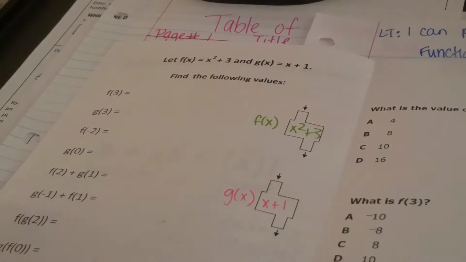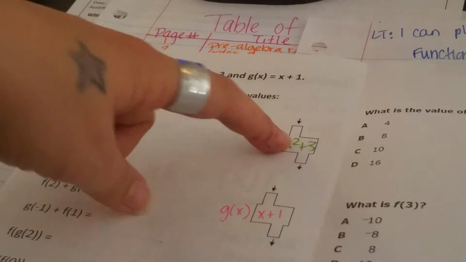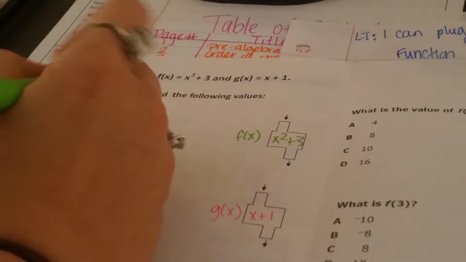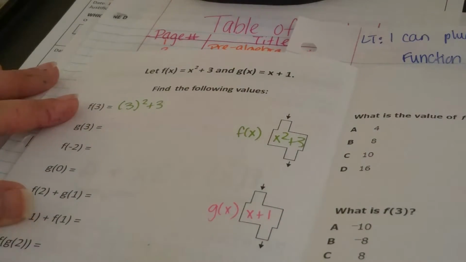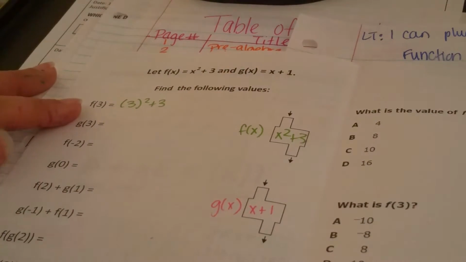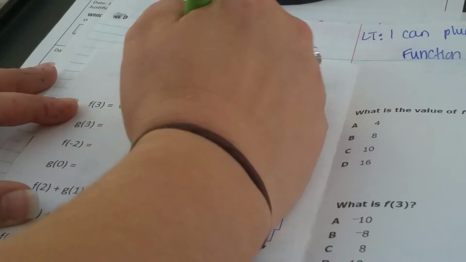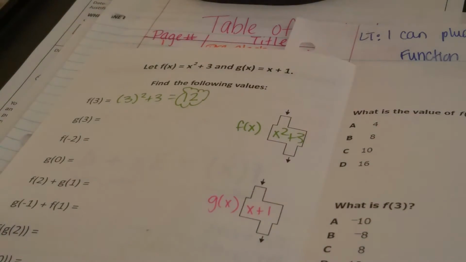Yes, you are. All right, so the first one says f at 3. So are we going to plug it into the green function or the pink function? The green function. So it says f at 3 equals 3 squared plus 3. And what's 3 squared? 9. And what's 9 plus 3? 12. Boom, we're done. So when x equals 3, y equals 12.